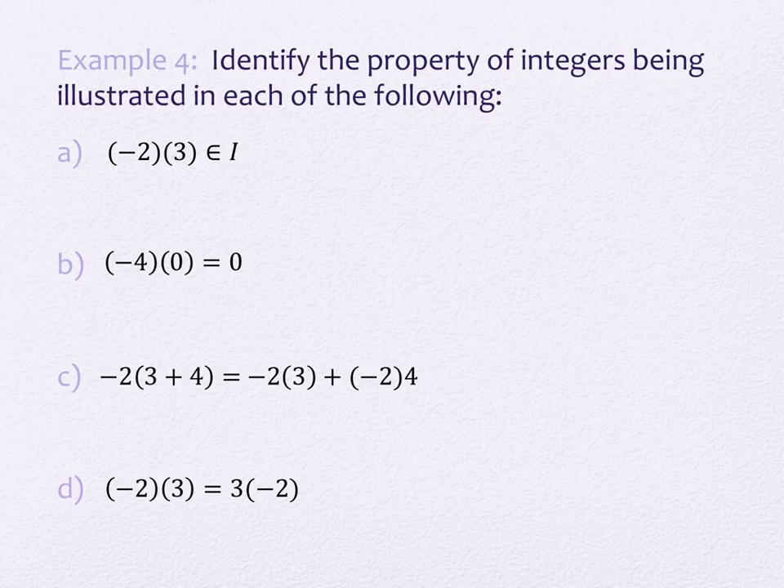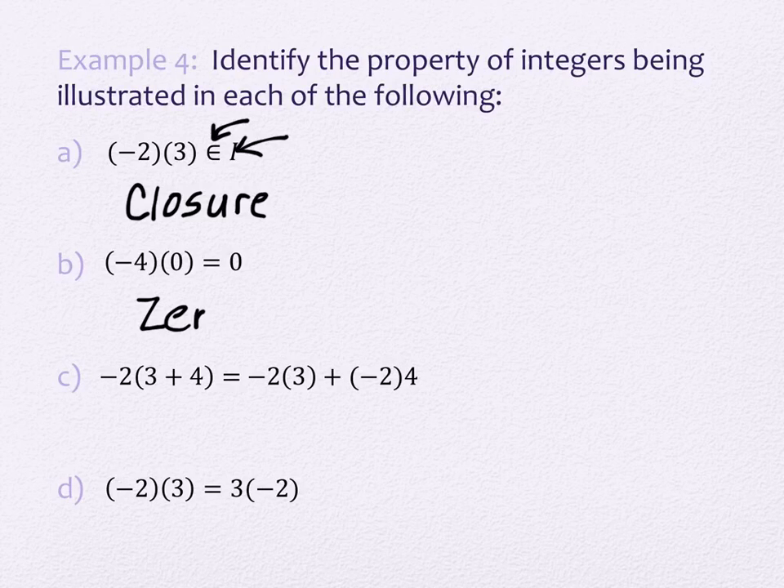Okay, I think we're pretty close. Out with the first one. What property is this? It's the closure property. If you'll remember, this symbol means is an element of, and your book uses I for integers, so is an element of the integers. What's the second property? This is the zero product property. What's the third one? Distributive. What's the fourth one? Commutative.